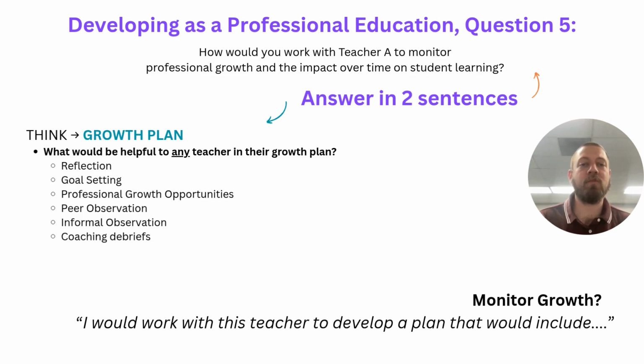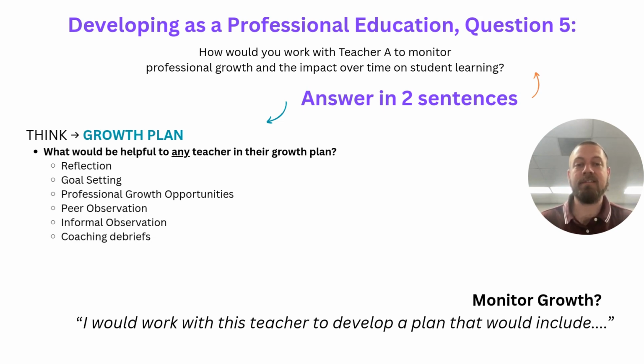Developing as a professional educator, question number 5. How would you work with Teacher A to monitor professional growth and the impact over time on student learning? So this is really about what type of plan you would implement to help the teacher grow, so that you can actually monitor their growth over time and see the impact your growth plan has on student learning. So you need to think about the steps that you would take with a teacher to implement a plan. First of all, to think about what the plan is going to be, to implement that plan, to observe that plan in action, and then to follow up on that plan throughout the steps.